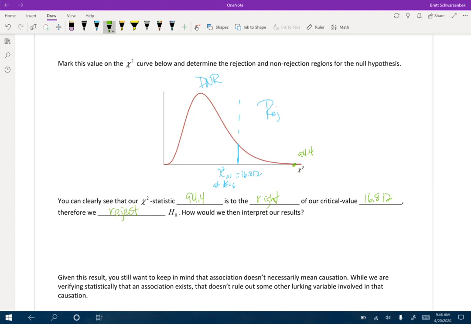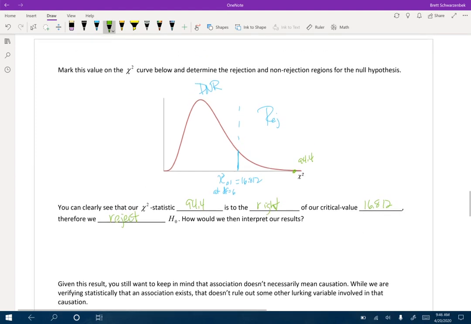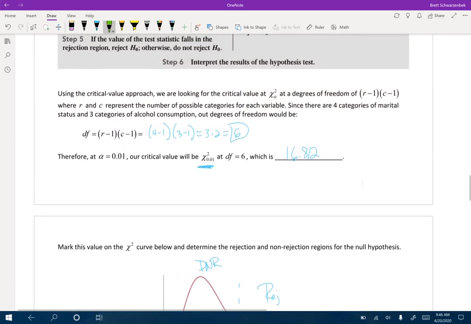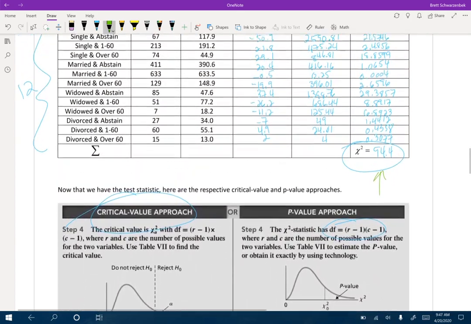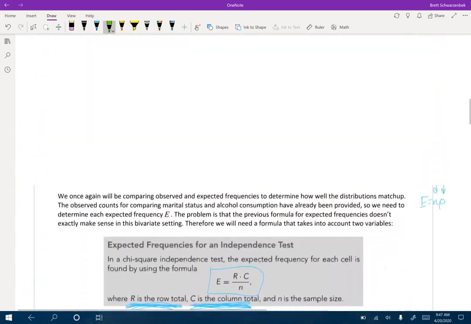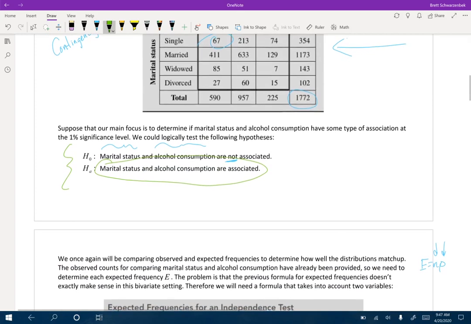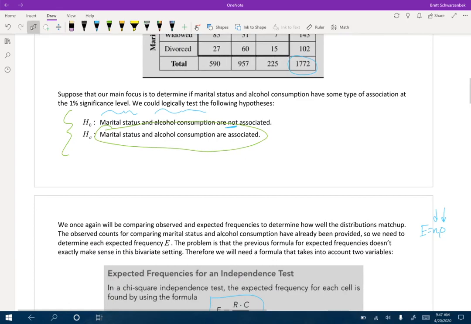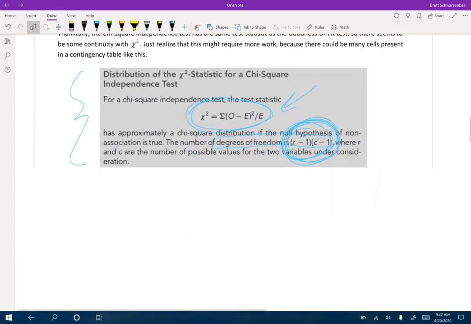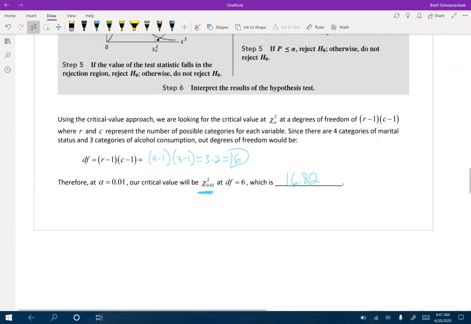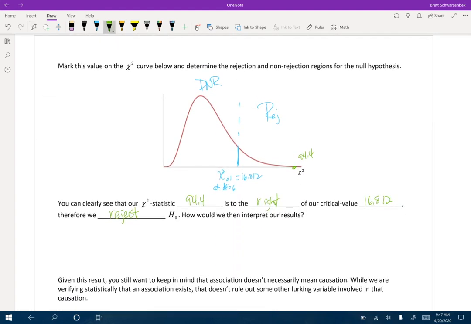Then how would we interpret our results? So what does this mean from the standpoint of what we're doing? We would go down to our known alternative, which was way back here, right? Known alternative. And what does that mean? If we reject H naught, we're basically saying that marital status and alcohol consumption are associated. That is going to be our summary. So if you want to just make a note of that, the variables will be associated.